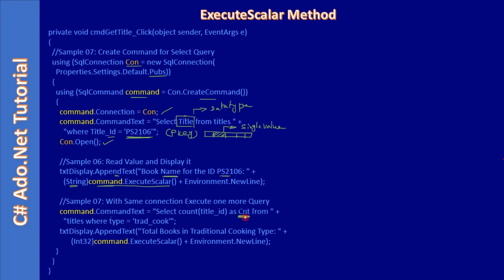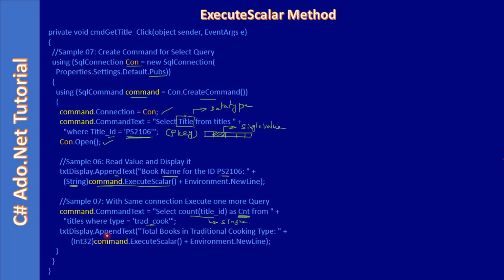So here we are using the alias name from titles, same table, where type equal to traditional cooking or TRAD cook. Right, here we specify the book type and want to know how many such a book exist. Select count of title ID. You can put any column you want, but here we are using the aggregate, so we definitely know that it will return a single value as CNT from titles where type equal to traditional cook.